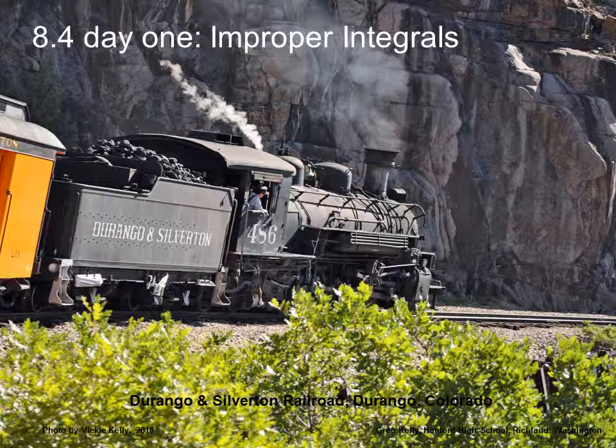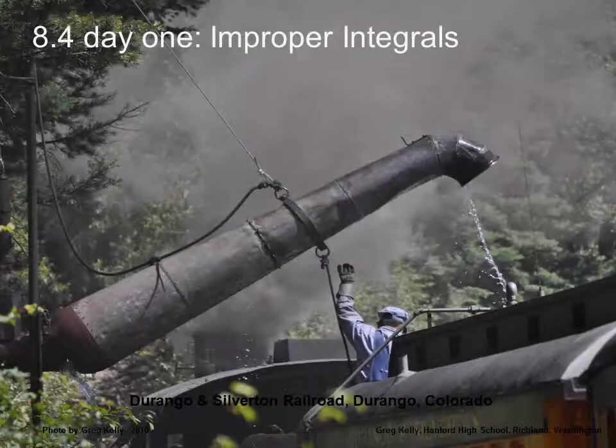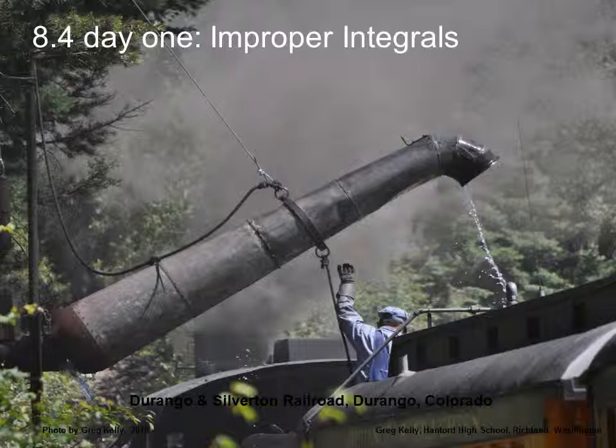Lecture 8.4, Day 1, Improper Integrals. This is the Durango and Silverton Railroad, a tourist railroad in Durango, Colorado. A view of a water stop on the Durango and Silverton.